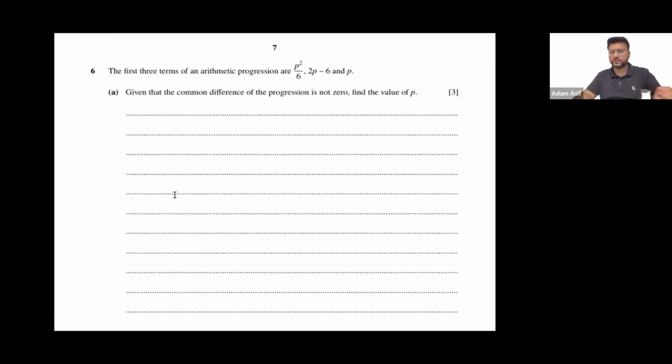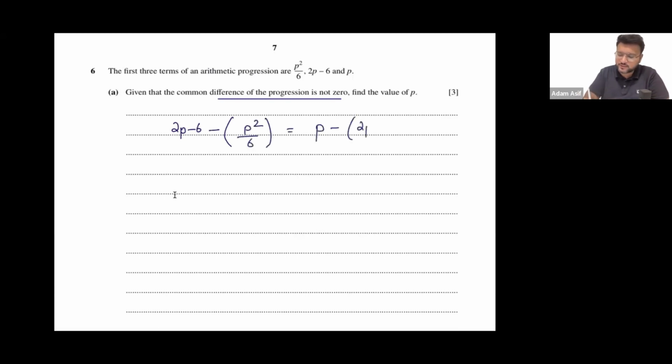The first three terms of an arithmetic progression are p squared upon 6, 2p minus 6, and p. Given that the common difference of the progression is not 0, find the value of p. So we have the first three terms of the arithmetic progression. To formulate an equation, we are going to use the concept that the arithmetic progression has a common difference. So common difference is the second term minus the first term, which is the same as the third term minus the second term. So you get an equation in terms of p, you simplify it and solve it.